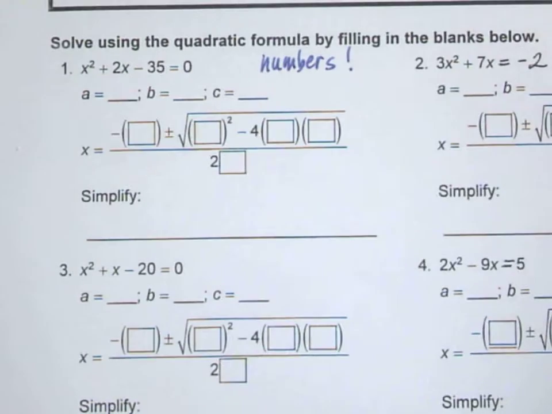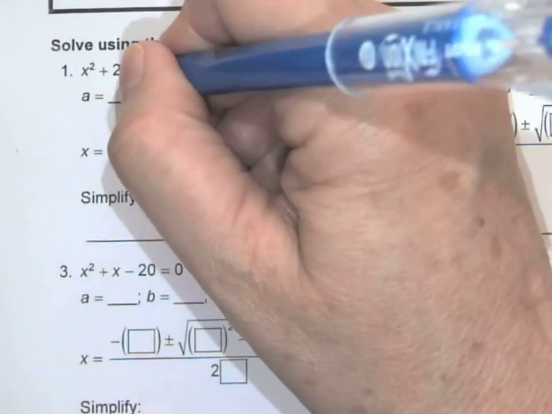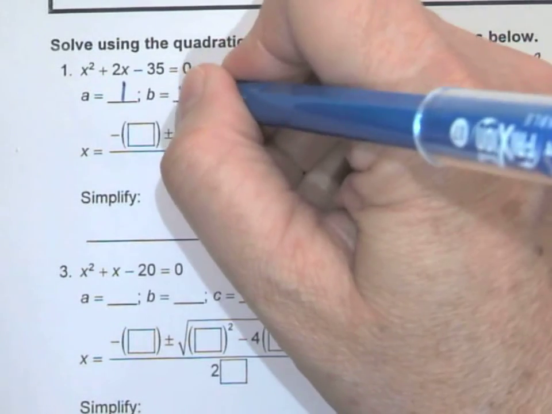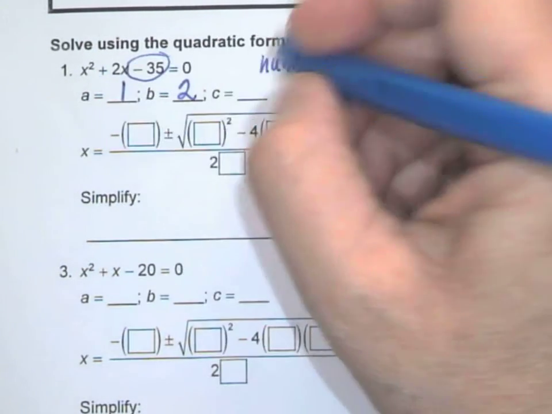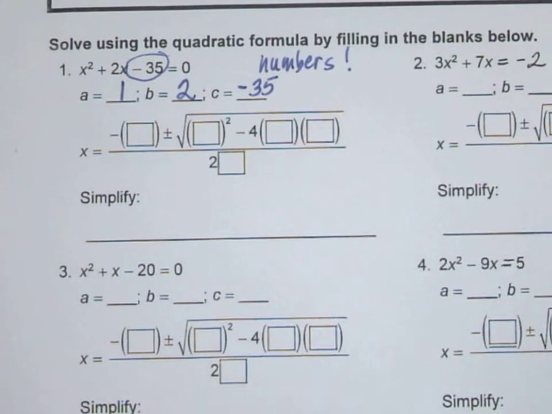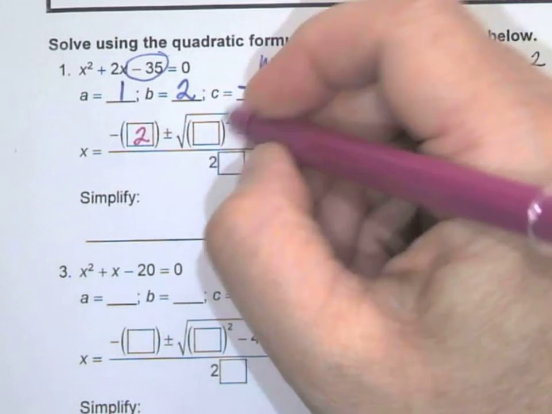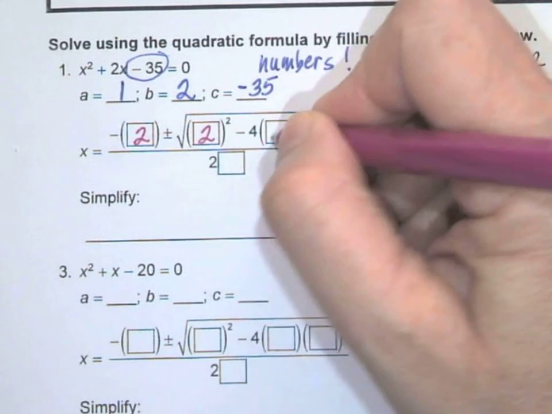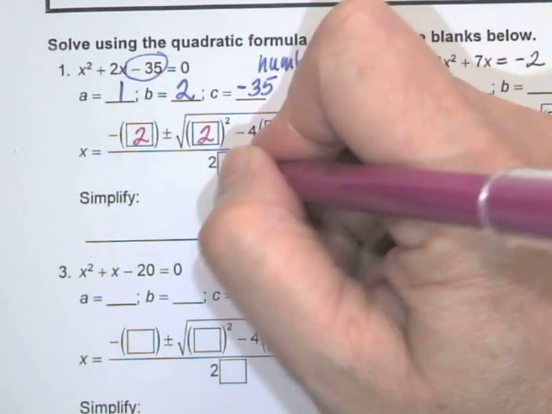They are numbers. So what is the number in front of x squared? It's an imaginary 1. So A is 1, B is 2, C is not 35. C is negative 35. So let's plug these in. Negative b, that's a 2, plus or minus the square root of b squared minus 4ac, all divided by 2a.